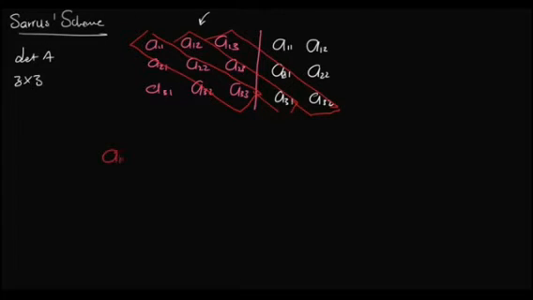So you're going to have your A11 times your A22 times your A33. So it's this one times that one times that one. And then we add the second one. So we have your A12, your A23, and then your A31. Then we add the last one, which is your A13, your A21, and then your A32.